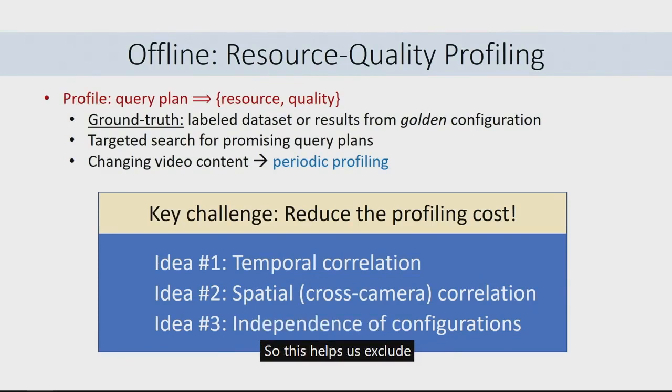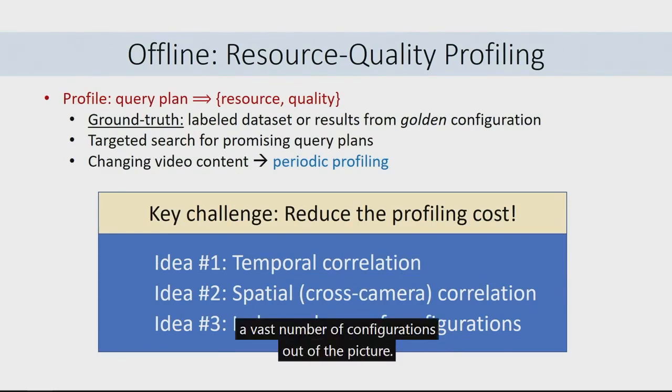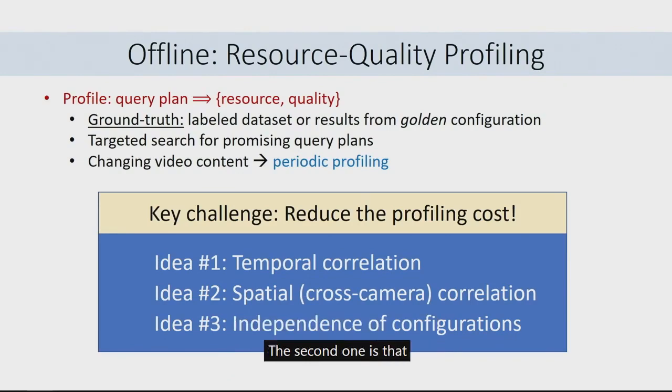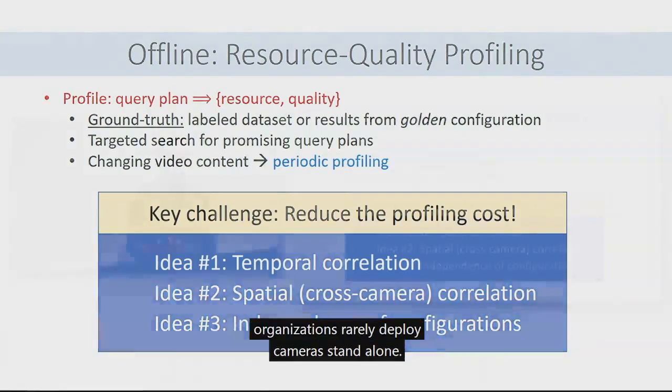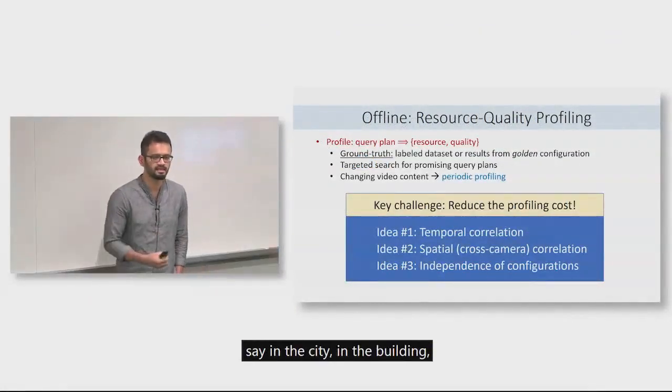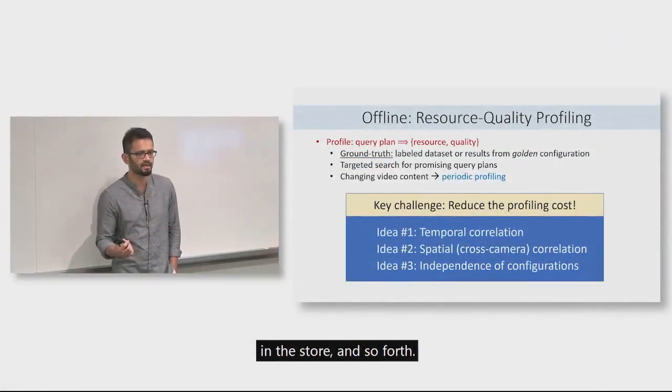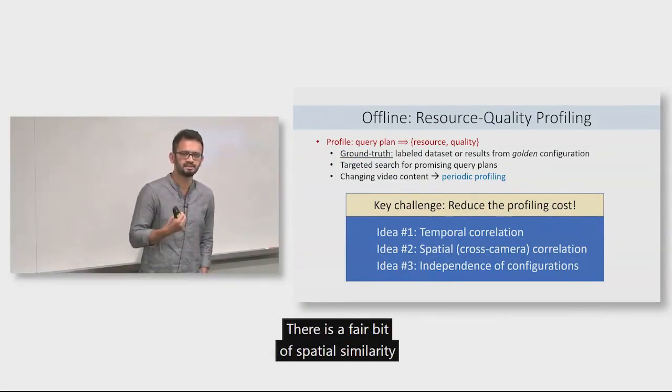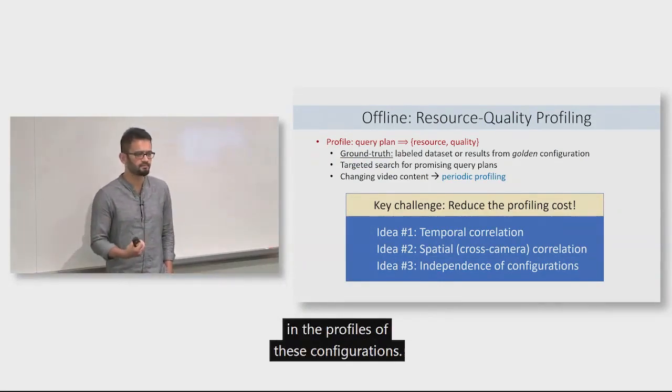So this helps us exclude a vast number of configurations out of the picture. The second one is that organizations rarely deploy cameras standalone. They deploy a fleet of cameras, say in the city, in the building, in the store, and so forth. And there is a fair bit of spatial similarity in the profiles of these configurations.